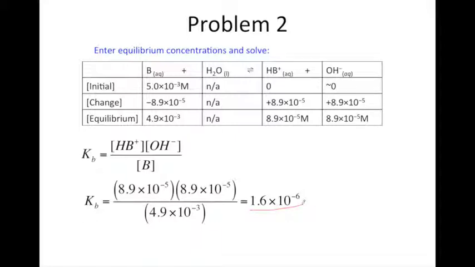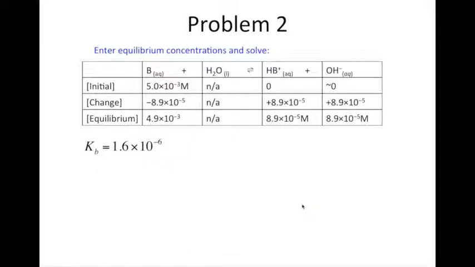Finally, we were asked to calculate pKb. So we have our Kb. pKb is the negative log of our Kb value. So we just take the negative log of 1.6 times 10 to the minus 6, and we get 5.80 as our pKb. So practice some more of these problems where we're asked to solve for Ka or Kb, and be sure you understand how to use the pH or the pOH in order to get your equilibrium concentrations.